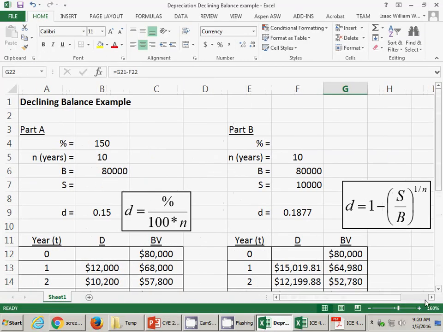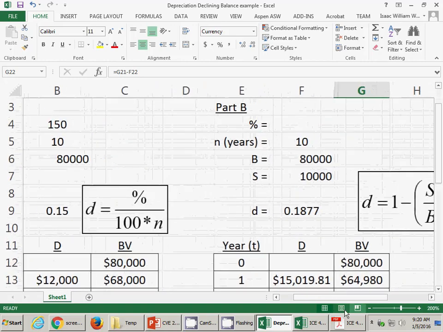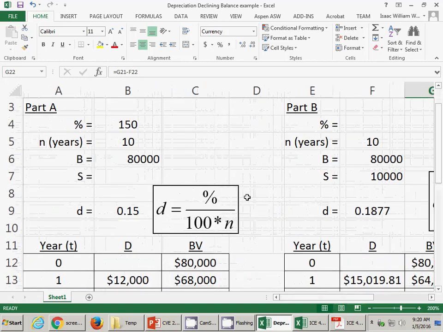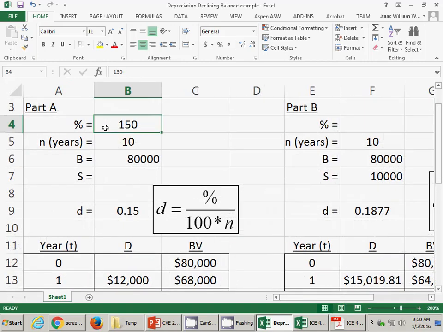Okay, in part A, we're starting with the percentage. We have 150%, it's 10 years, and the first cost is $80,000. So the first step is to calculate D with this formula, and that gives us a D of 0.15, because it's 150 divided by 100, so that's 1.5, and then N is 10. So that's where 0.15 comes from.